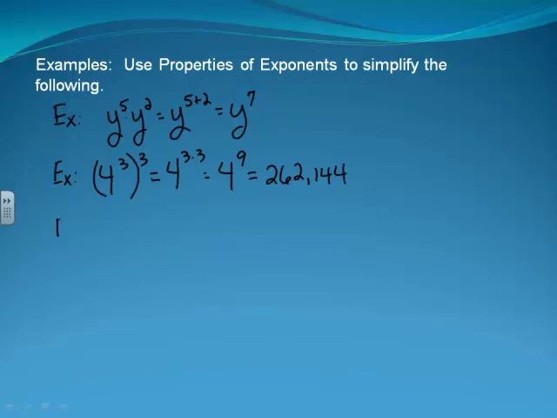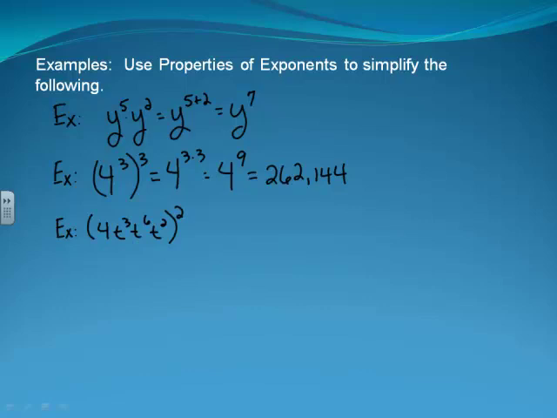All right, let's simplify this example. We've got the quantity 4 times t cubed times t to the 6 times t squared, and that whole quantity is raised to the second power.